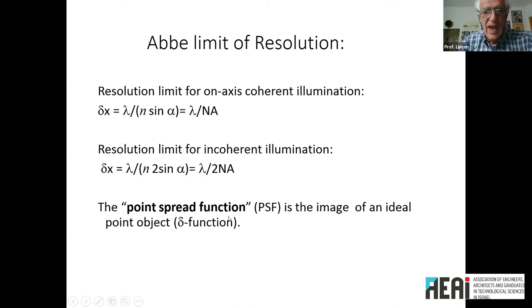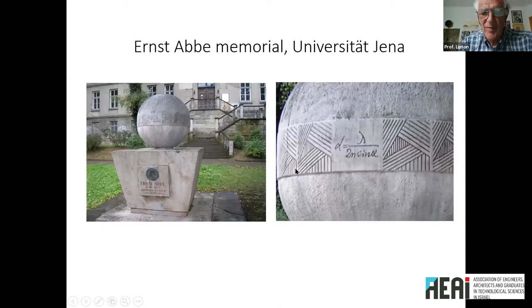So this is just the memorial at Jena University for Ernst Abbe, one of the memorials which has an equation on it. Here's the equation which we have just seen. And if you visit Jena, you can go and visit this.